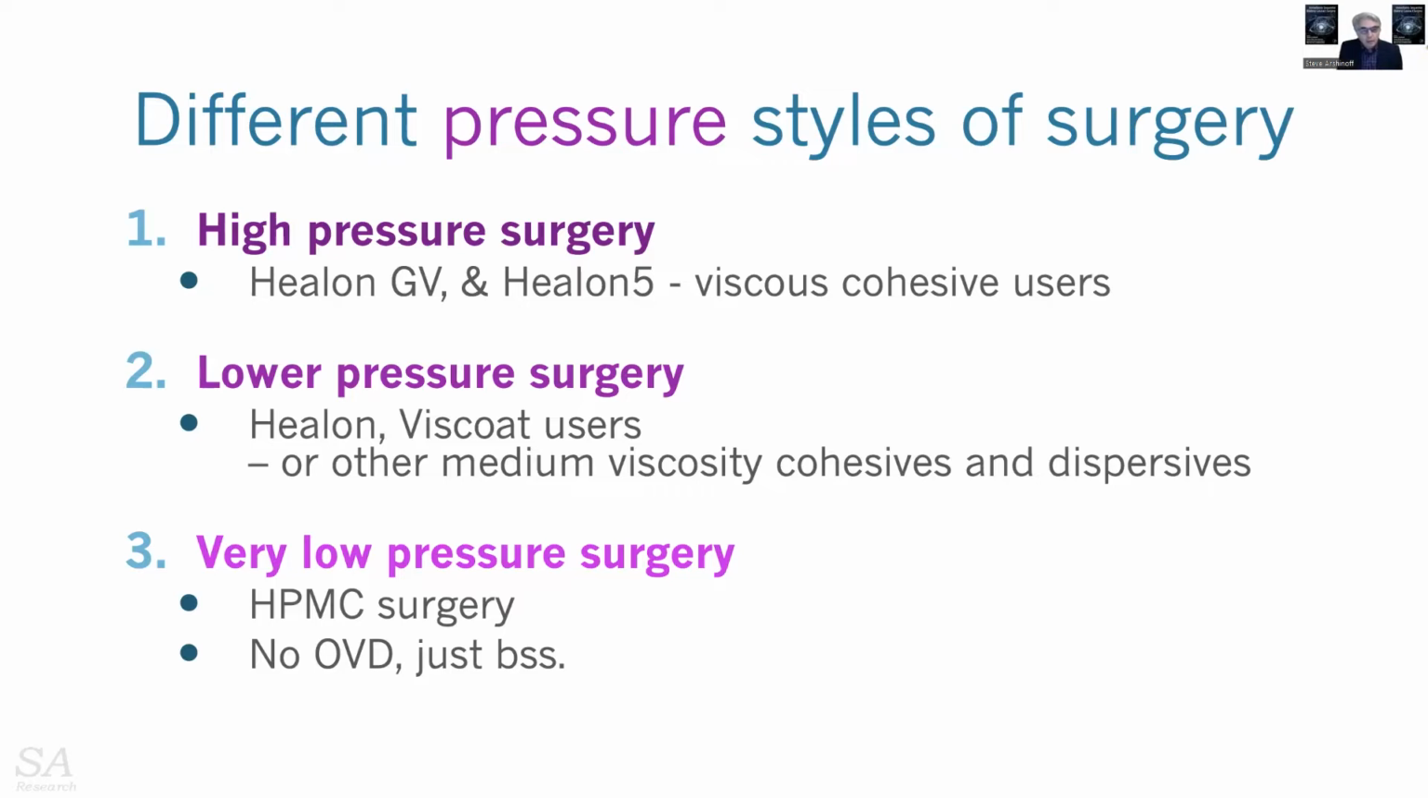We're all different kinds of surgeons. Some people, like me, for example, like to use Healon GV or Healon 5, and those of us are relatively high pressure surgeons. We like to have the eye very stable and pressurized. Some people do lower pressure surgery. They like to use Healon or Viscoat, which induce much less pressure than Healon GV or Healon 5, and they've designed their surgical techniques to adapt to that lower pressure. And some people, like in lots of India and sub-Saharan Africa, use HPMC, which is really very low pressure surgery.